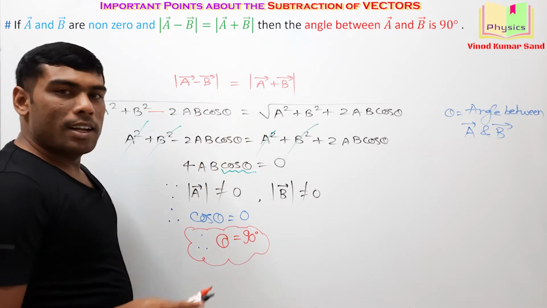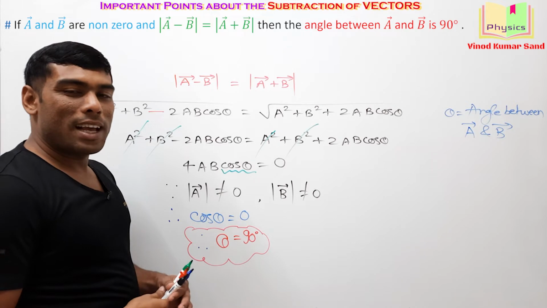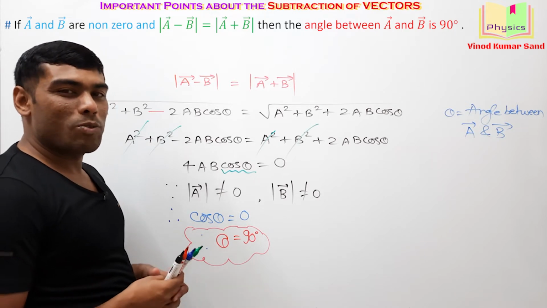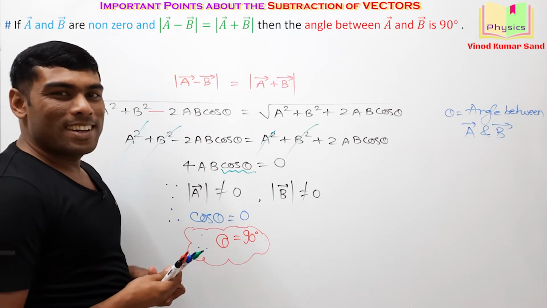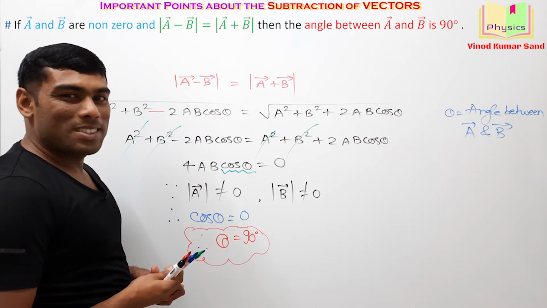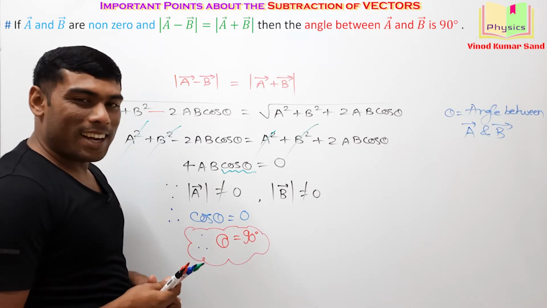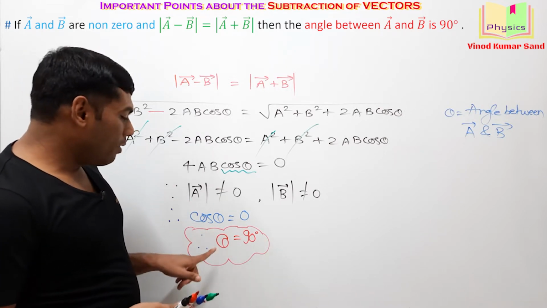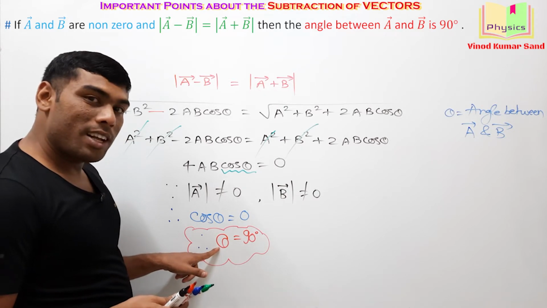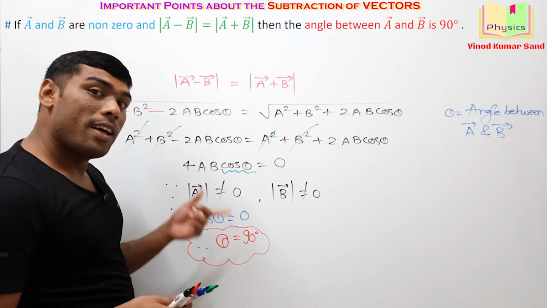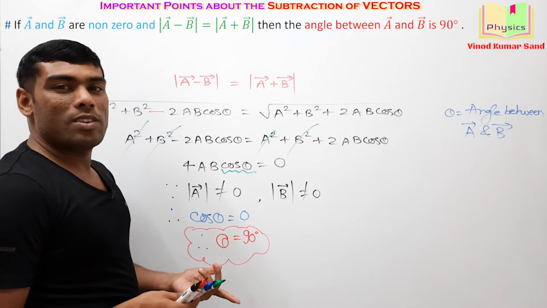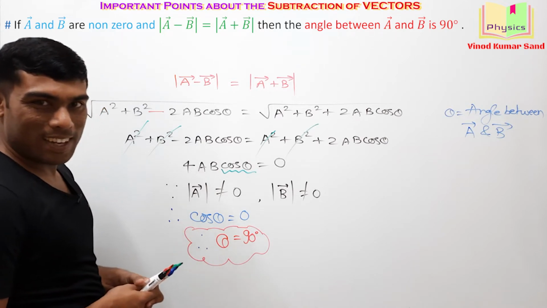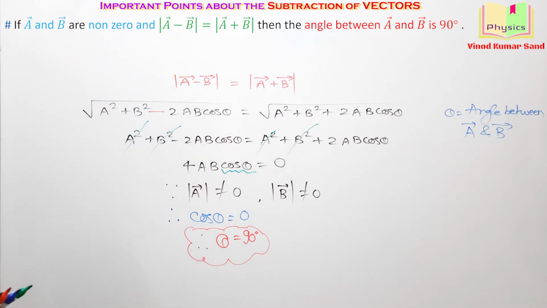Okay. Then can you tell me how much will be the angle between A vector and minus B vector? Post your answer in the comment box. Correct. The angle between A vector and B vector is 90 degrees, as well as the angle between A vector and minus B vector is also 90 degrees. Note it down. Then we'll be taking up the fourth point.